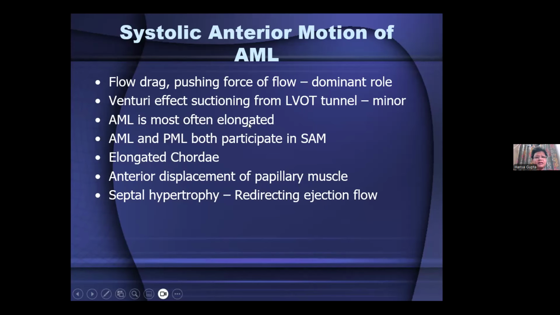The LVOT becomes narrow. Sometimes the elongated chordae also prolapse into the LVOT. And all these things lead to LV outflow tract obstruction. There is also an anterior displacement of the papillary muscle. So keep it in mind that there is an altered geometry of the LV, which is responsible for these developments.